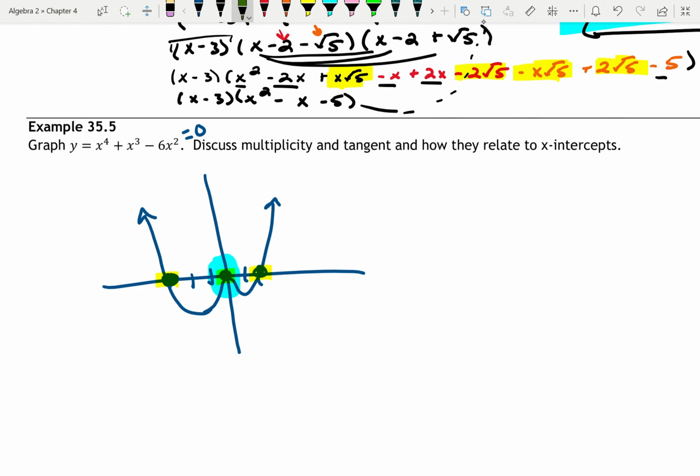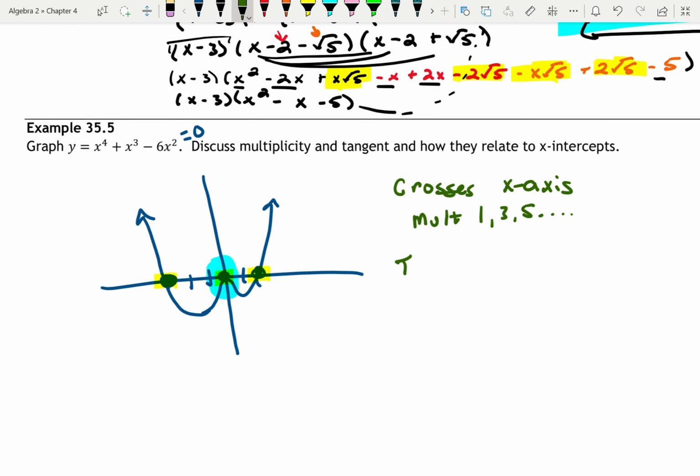So what we have here, roughly, a general rule is if it crosses the x-axis, it has a multiplicity of 1, 3, 5, something like that. It repeats an odd number of times. So either it only happens once, or it happens 3 times, 5 times, 7 times, and so on. If it just is tangent to the x-axis, it has a multiplicity of 2, 4, 6, or so on. It has to occur an even number of times.